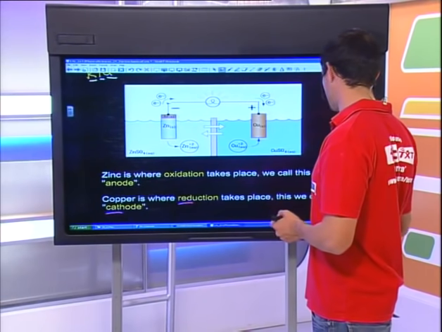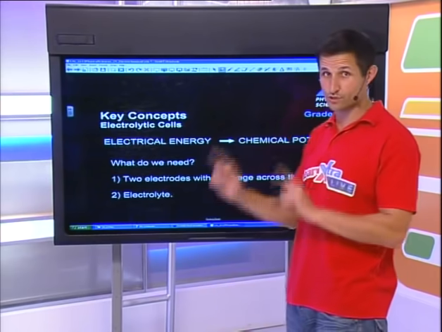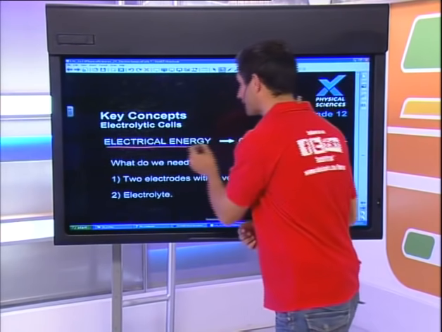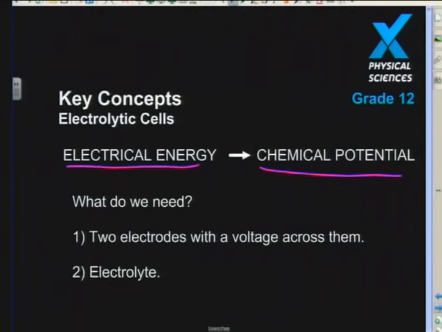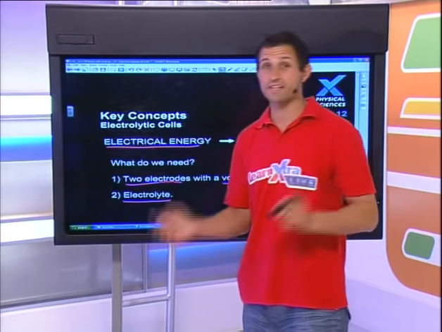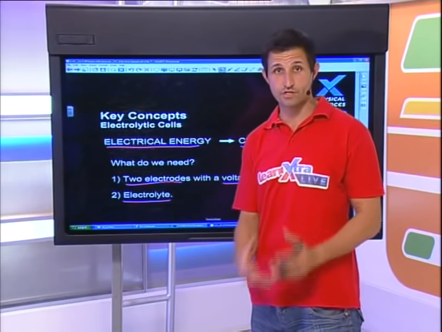Okay, now we've got a little bit of time. What we're going to do is take a short look at electrolytic cells. We're going to change electrical energy into chemical potential energy. What do we need? Well, once again, we need 2 electrodes. Now, here's the thing which makes an electrolytic cell important. I need a voltage across them. I need a source of electrical energy. Then, I need the electrolyte. Now, the electrolyte is where the chemicals are actually going to come from.